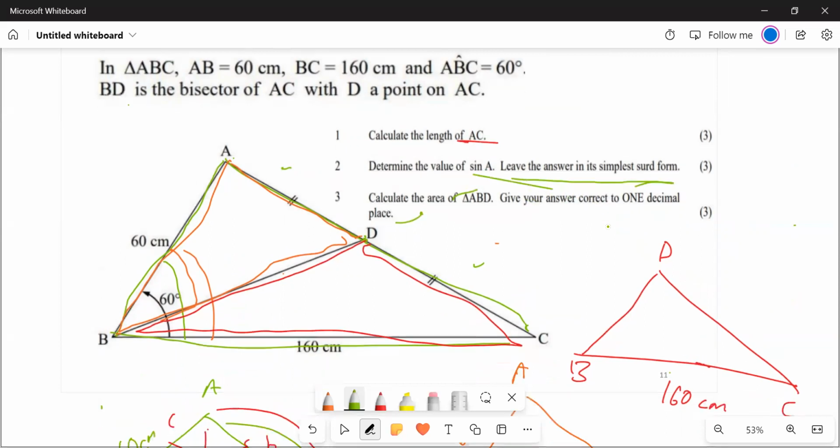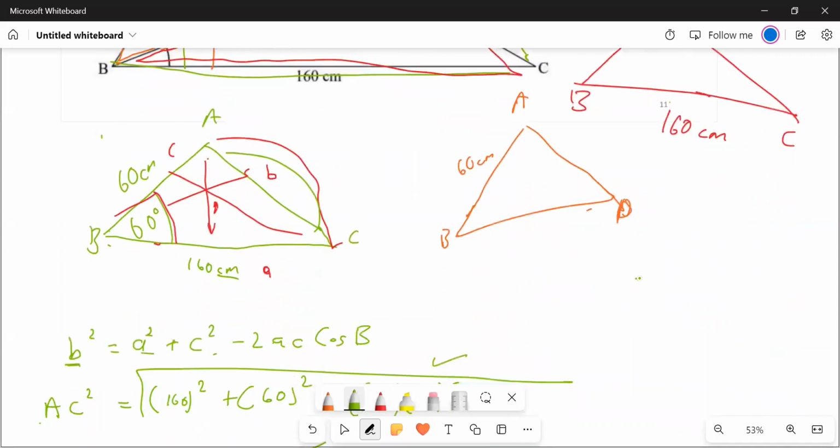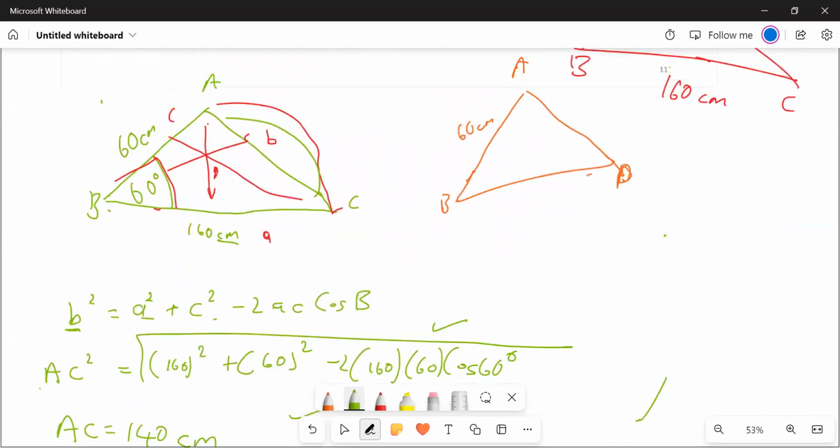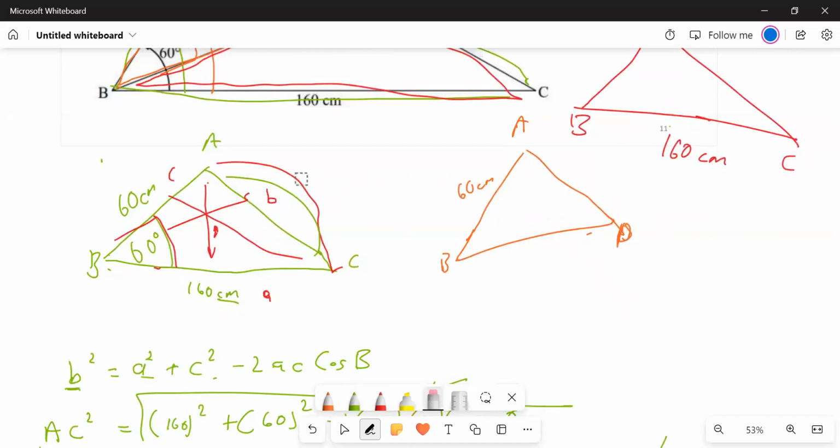Okay. Now let's go and check triangles that have A. Which triangle seems to have A? The green and the orange, both of them have A. Okay? Now, which one has more information between the two of them? The green one. Okay? Yeah, let's go and update our green diagram.